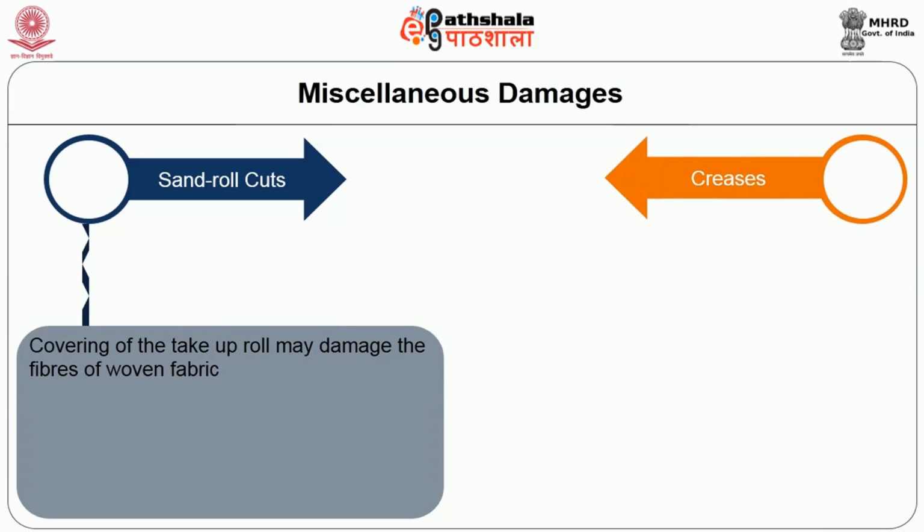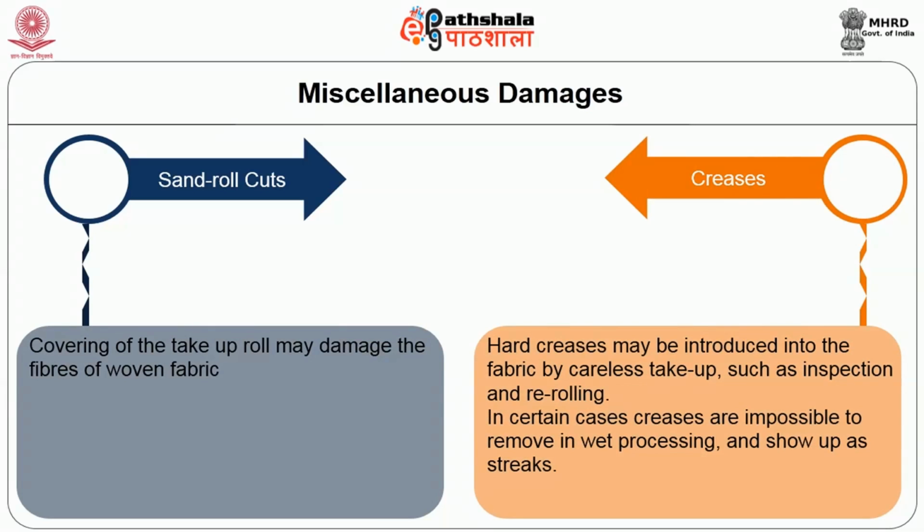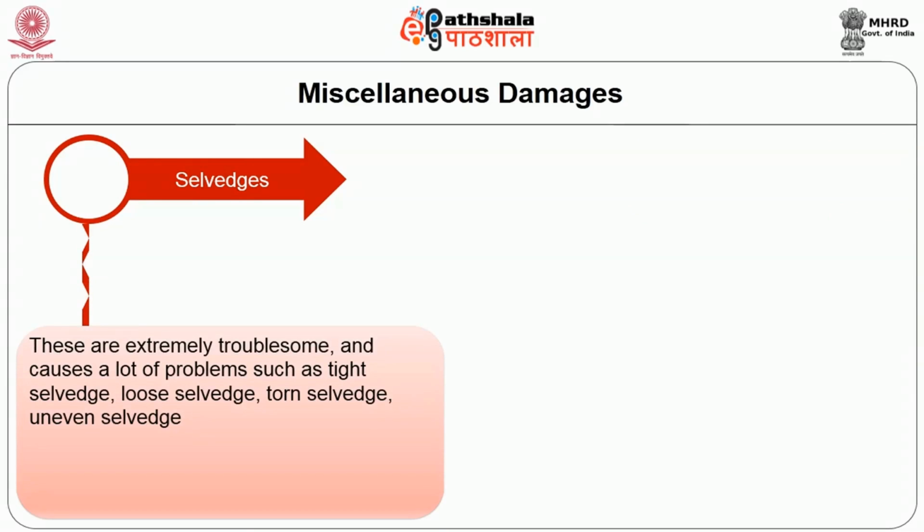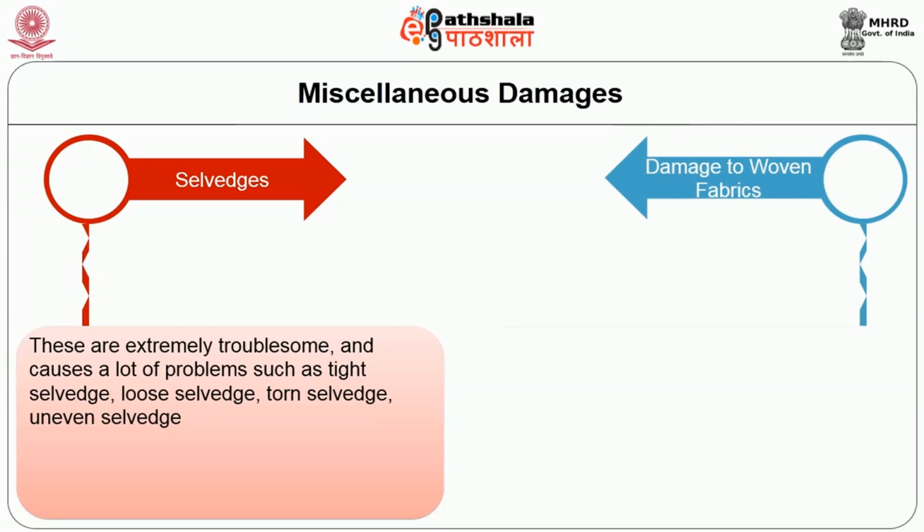Creases. Hard creases may be introduced into the fabric by careless handling, such as inspection, re-rolling, etc. In certain cases, creases are impossible to remove in wet processing and show up as streaks. Selvages. Selvages are extremely troublesome and cause a lot of problems such as tight selvage, loose selvage, torn selvage, uneven selvages, etc.